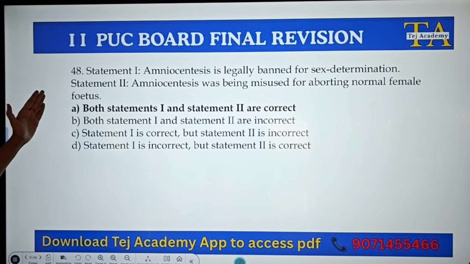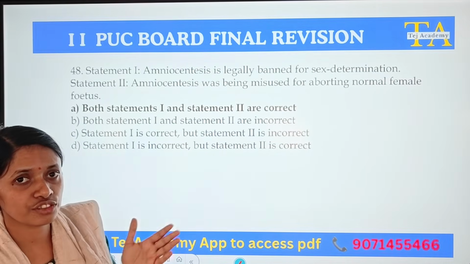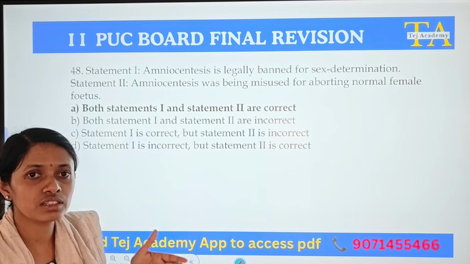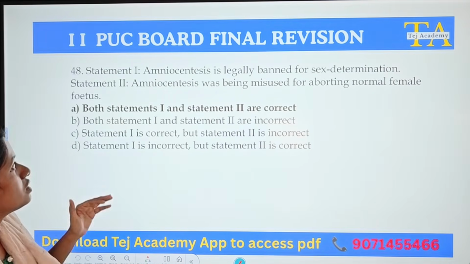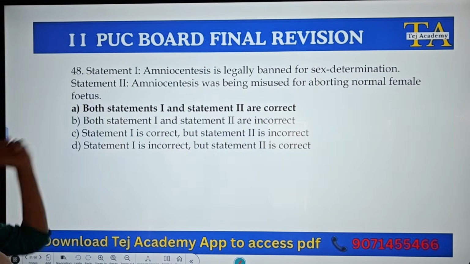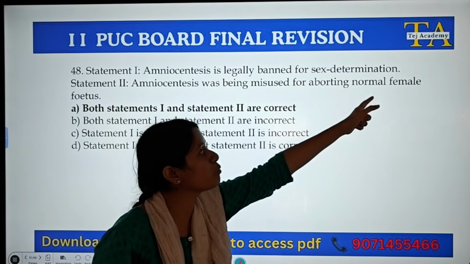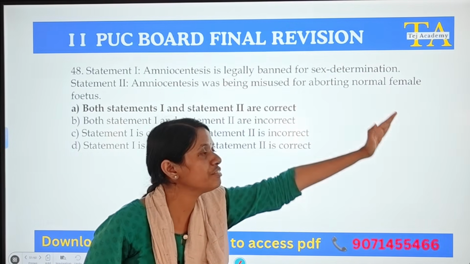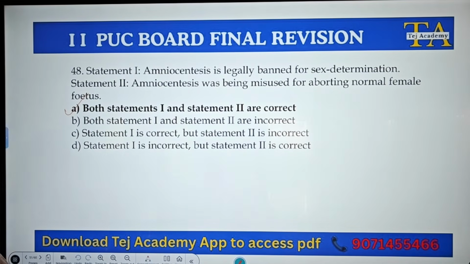Why? Because in India, they were using the amniocentesis technique to determine the sex of the baby, and if it was found the child was female, it was aborted. So that's why this was banned for sex determination. Statement 2. Amniocentesis was being misused for aborting normal female. So this is correct. So both statement 1 and 2 are true.